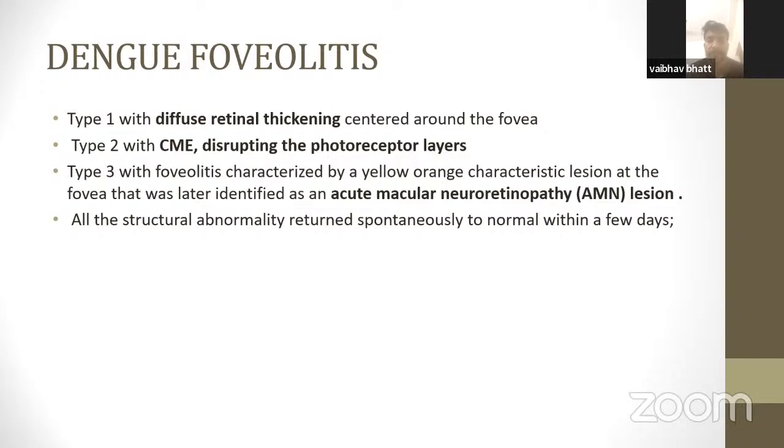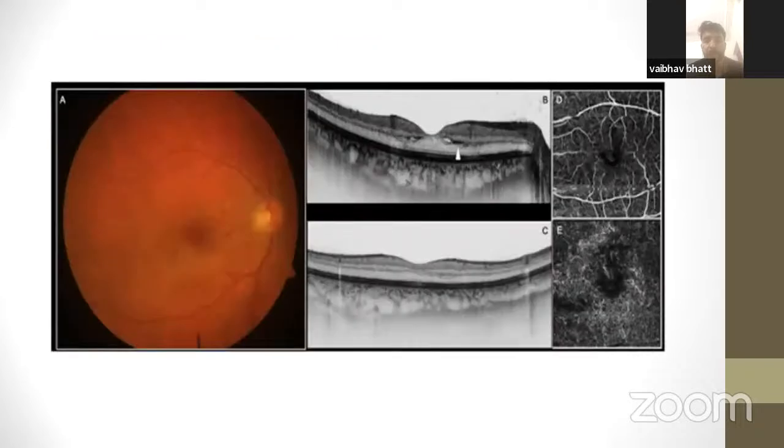Type 2 is with CME disrupting the photoreceptor layer. Type 3 is the foveolitis, characterized by a yellow-orange characteristic lesion at the fovea that was later identified as an acute macular neuroretinopathy lesion. Basically, in AMN, there is deep capillary plexus ischemia, due to which the outer retina, the outer nuclear layer, and the outer plexiform layer get disrupted.